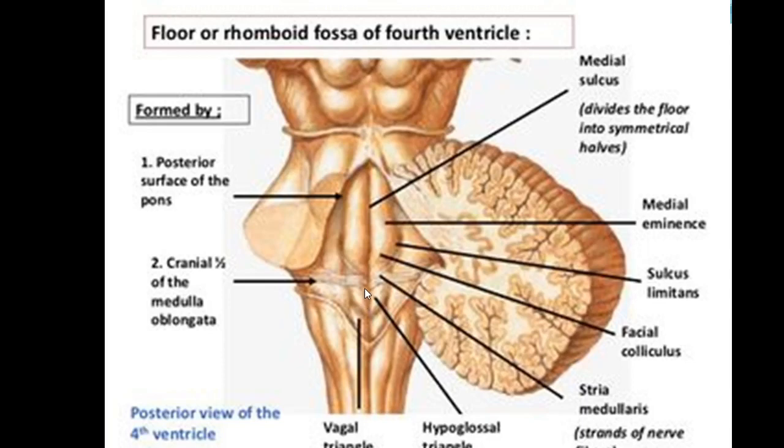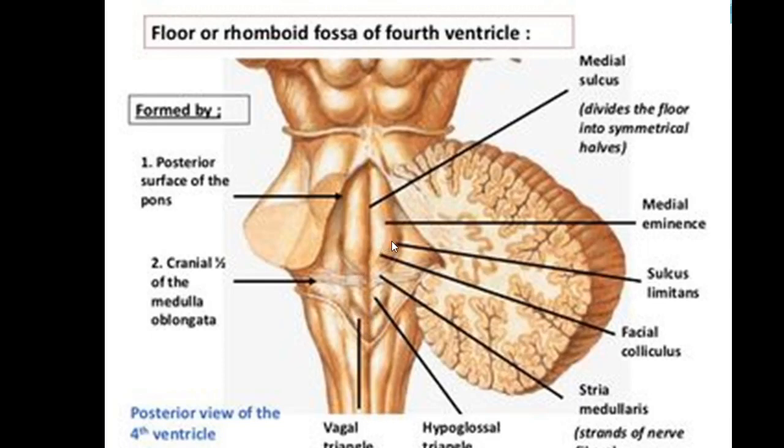Here you can see the superior fovea on the sulcus limitans, and this is the locus ceruleus. And in the lower triangular part, you can see two triangles, that is the hypoglossal triangle and the vagal triangle.